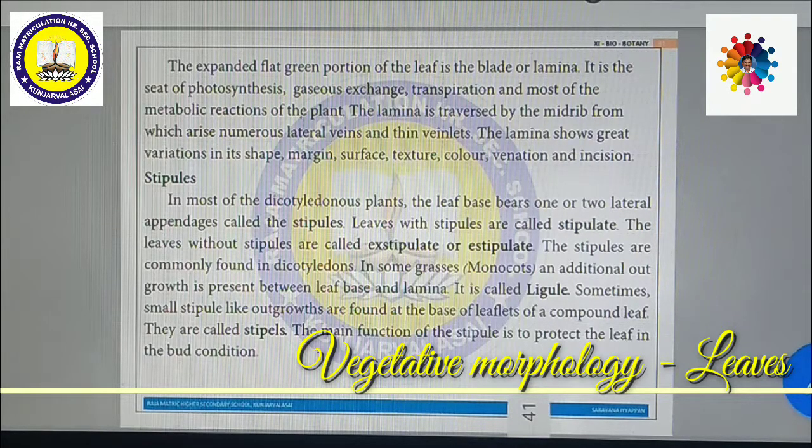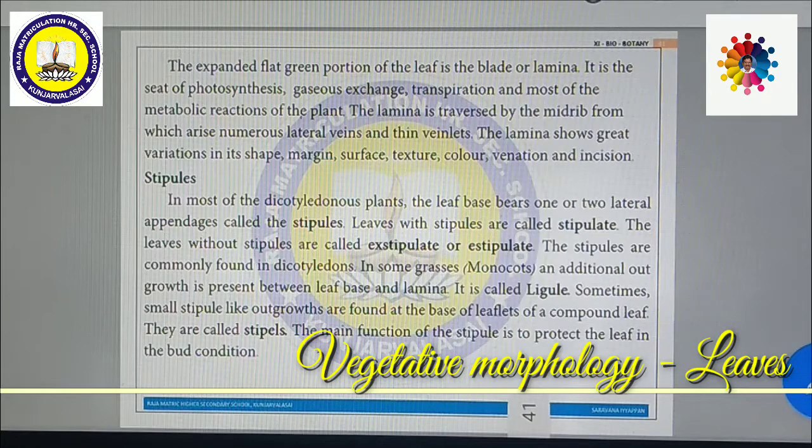Then incision, that is, one part of the leaf is cut into the other part. Then the next part is called stipule. At the leaf base, a leaf-like structure is present. These are called stipules. In most of the dicotyledonous plants, the leaf base bears one or two lateral appendages called stipules.